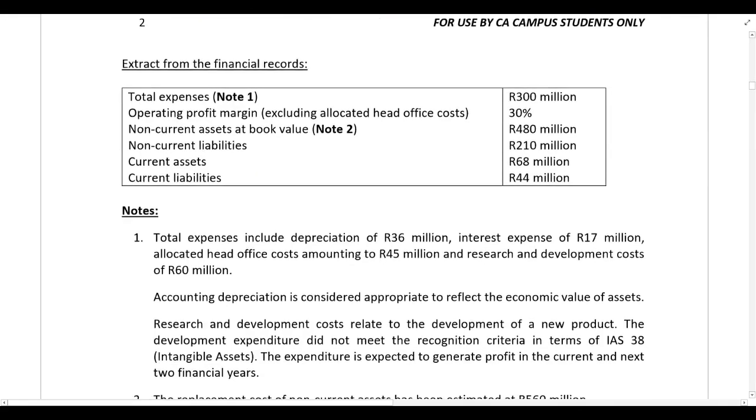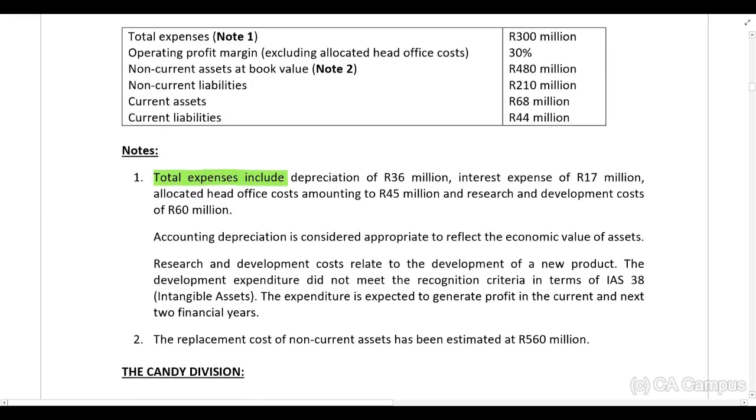Next, you are given an extract from the financial records. So first, there are total expenses of 300 million Rand, and in note 1 you are told that total expenses include depreciation of 36 million Rand, interest expense of 17 million Rand, allocated head office costs amounting to 45 million Rand, and research and development costs of 60 million Rand. Accounting depreciation is considered appropriate to reflect the economic value of assets.